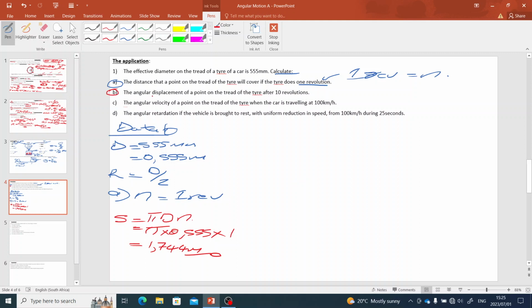They want us to calculate the angular displacement, which we know is denoted as theta, of a point on the tread of the tire after 10 revolutions. This is what they want us to calculate, and we are given extra information. We are given n as 10 revs. In calculating the angular displacement, this is the formula that we'll be using.